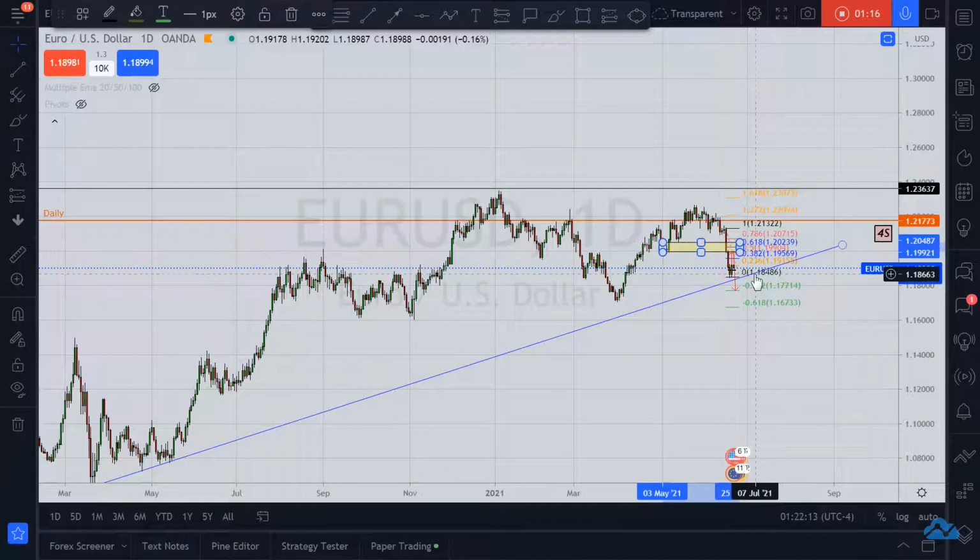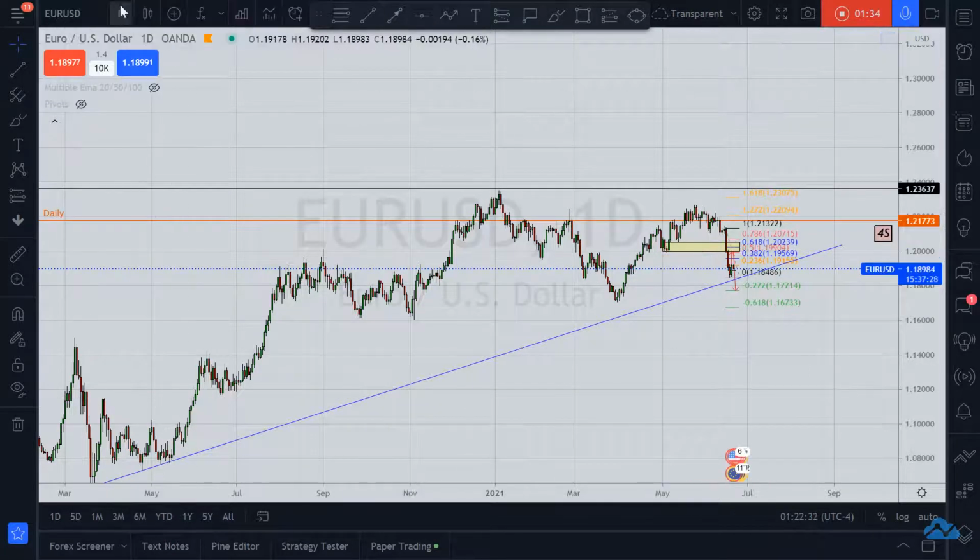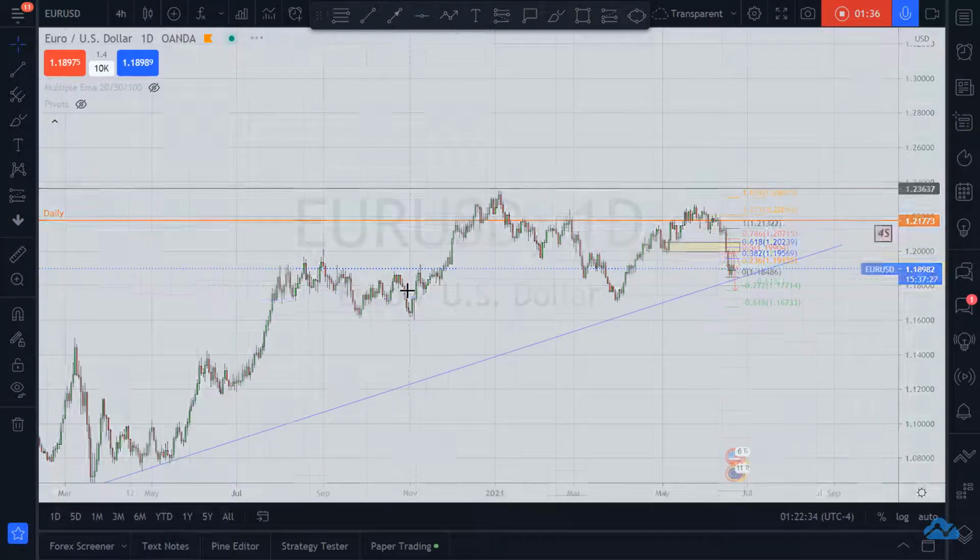retest, and then break this trend line, break this low here, and continue in the new trend, thus making a lower high relative to these and a new lower low. That would constitute a new trend. Got it? Let's go to the 4 hour, really, because that's where the setup is.